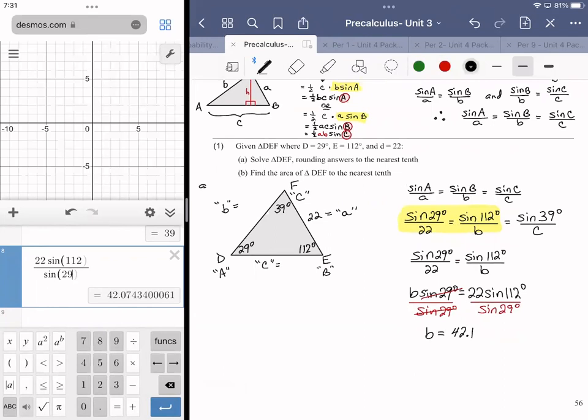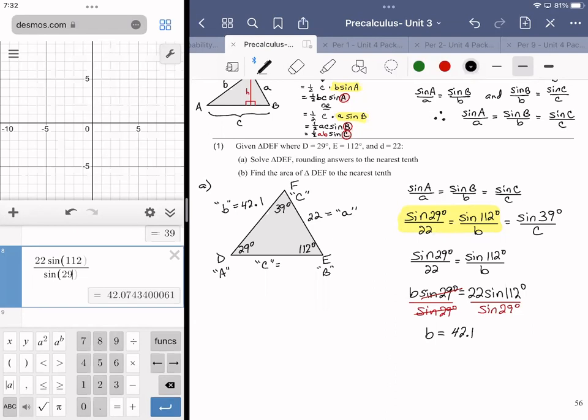All right, so I know side B now is 42.1. He said solve the triangle, so if I label up the triangle, I have the solution, so we're good there. Whether I have quotes around letters or if I just work with D, E, and F, that's fine. Either way, it doesn't make a difference.